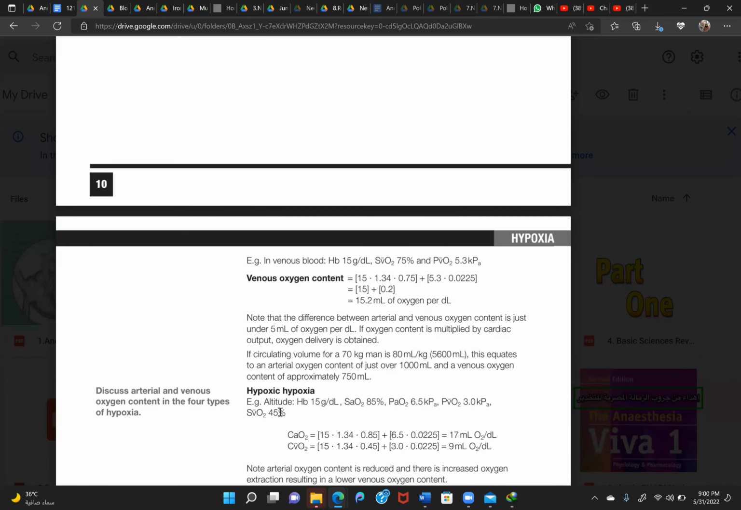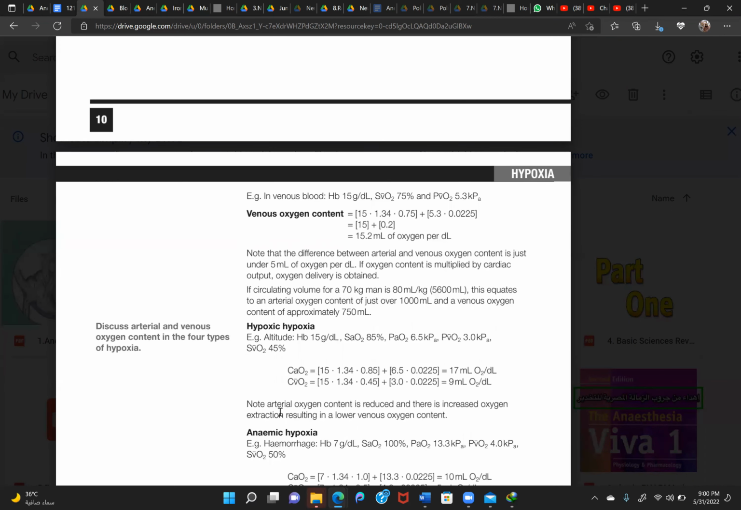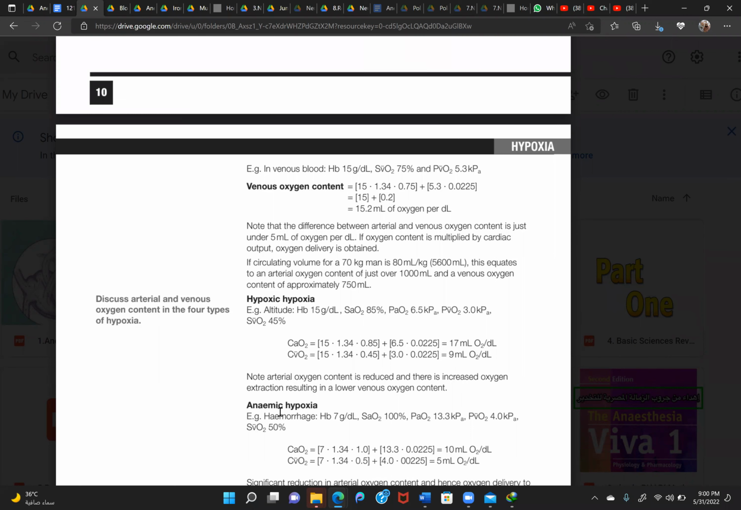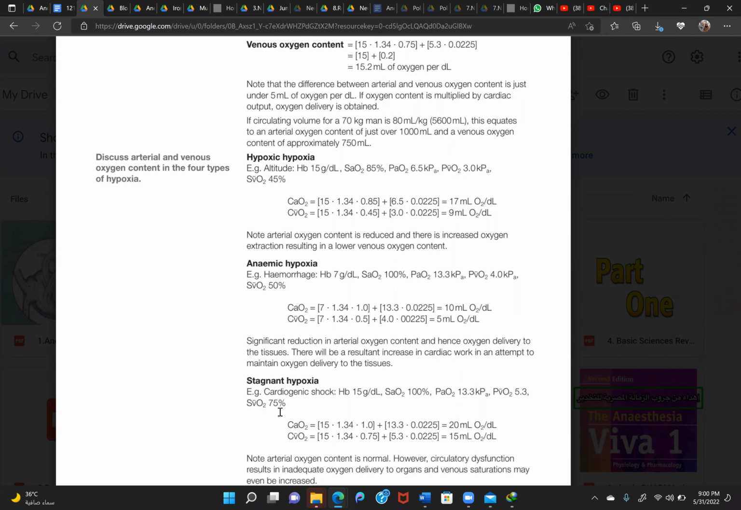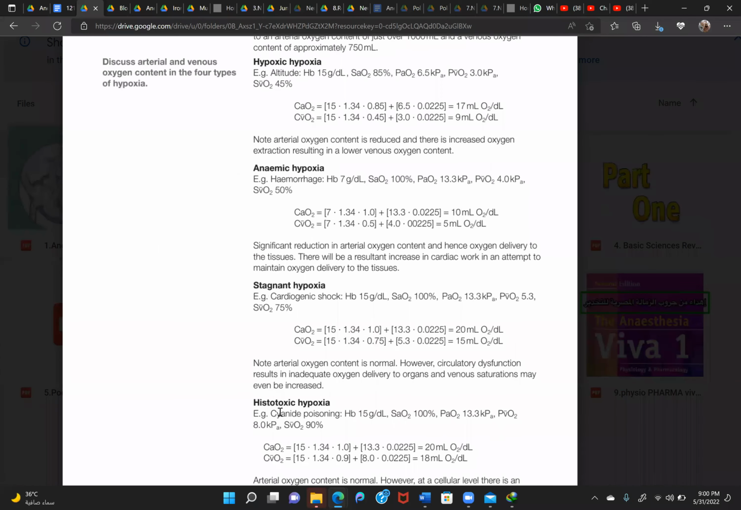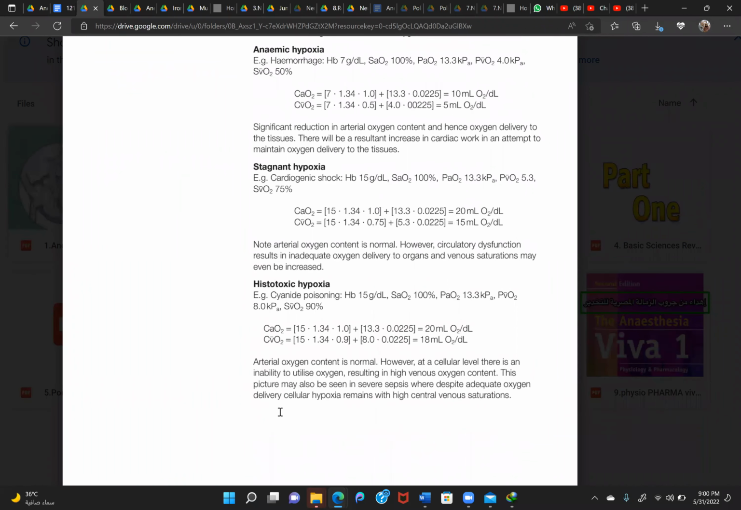So this can be asked especially in exams like primary FRCA, MCAI exam or EDA exam. This is a high yield topic for them, and as an anesthetist, you should have a concept about it. So this is the picture of hypoxic hypoxia, in which hemoglobin is normal and saturation is low, so the result is less oxygen content. And then in anemic hypoxia, hemoglobin is very low, so there is a significant effect on oxygen content. So you can just have a look at it.